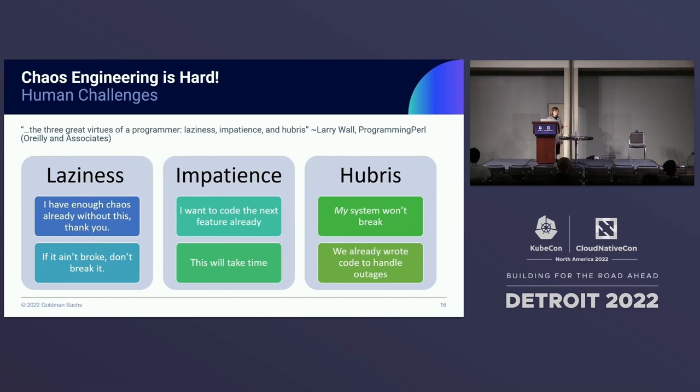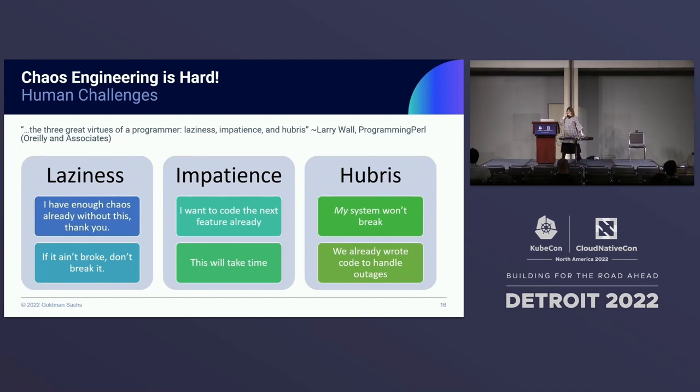Another reason why chaos engineering is hard is a human one, right? So there are three virtues of programmers, right? Laziness, impatience, hubris. When you think about laziness, everyone's like, okay, I already have enough chaos without this. If it ain't broke, don't break it. Leave me alone. I want to go home.